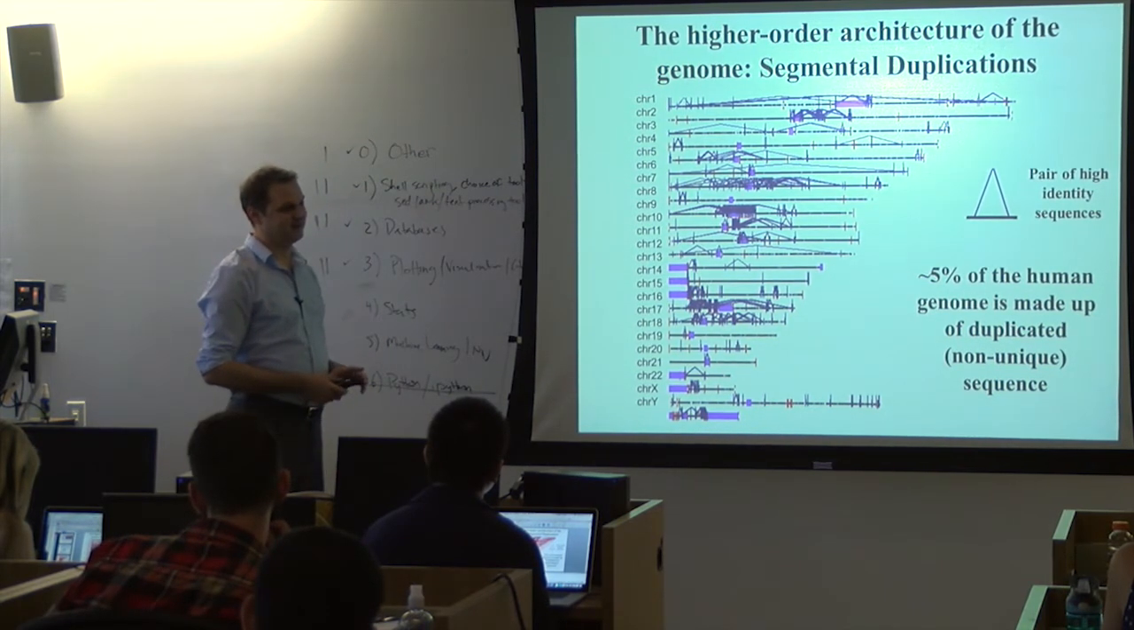Can you just do the areas that flank it? Sorry? Can you just do the areas that flank it and determine? But then you don't get information on it.